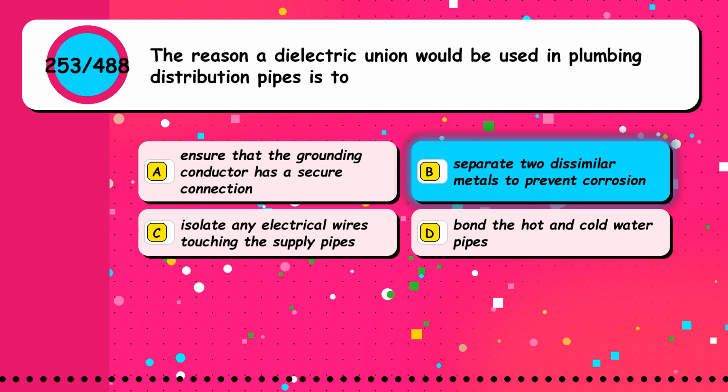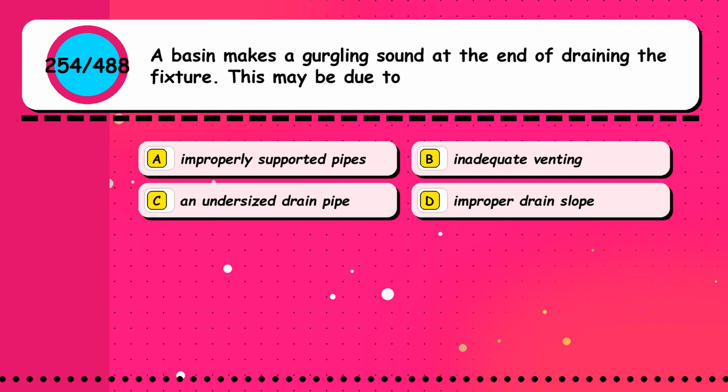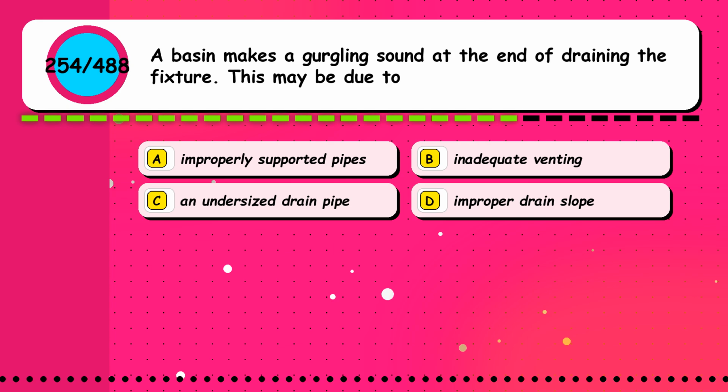The correct answer is option B. Separate two dissimilar metals to prevent corrosion. Question 254. A basin makes a gurgling sound at the end of draining the fixture. This may be due to Option A. Improperly supported pipes. Option B. Inadequate venting. Option C. An undersized drain pipe. Option D. Improper drain slope.